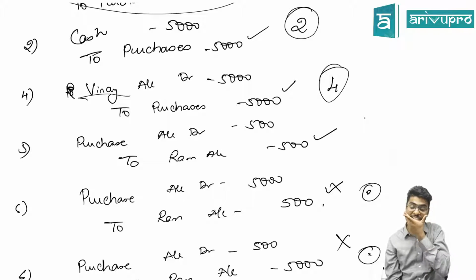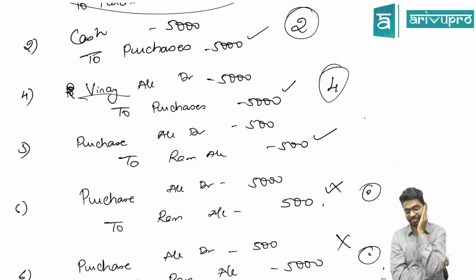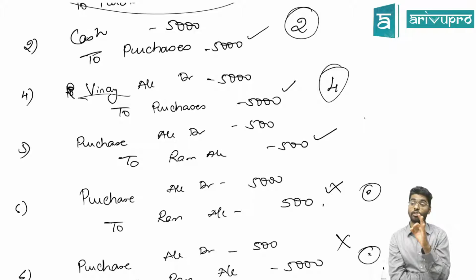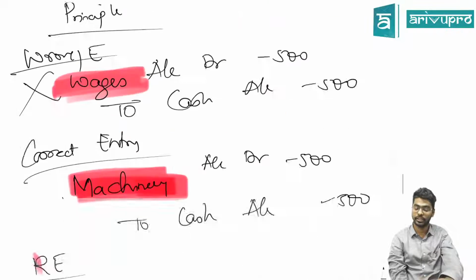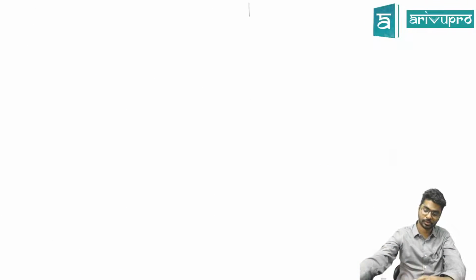We will do sixth one. I want you guys to solve for the sixth one. And I want you guys to follow the same procedure that I told you. Sixth entry, wrong entry, what you guys did. We'll try discussing.